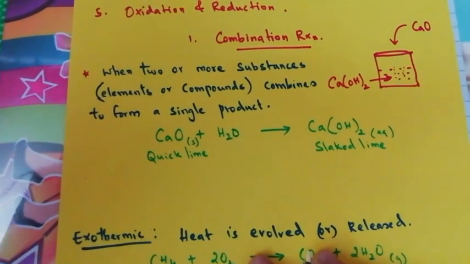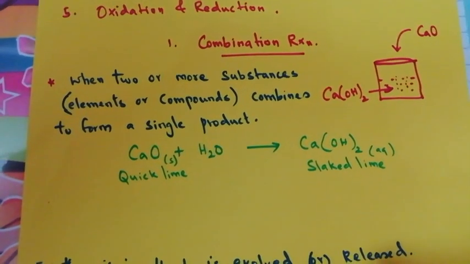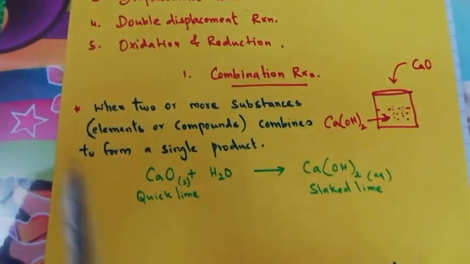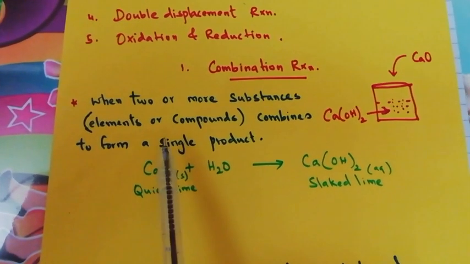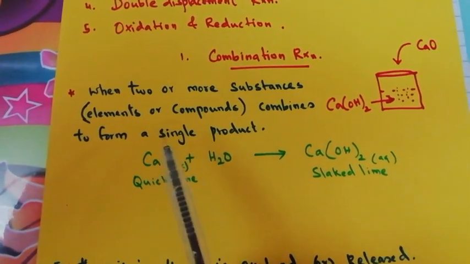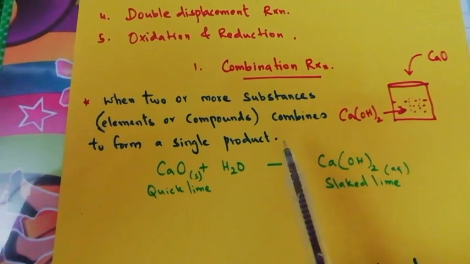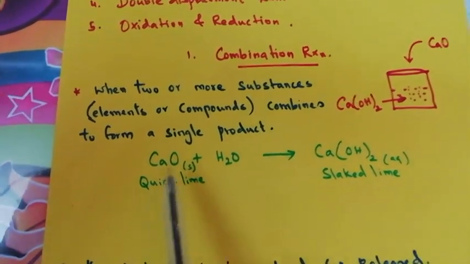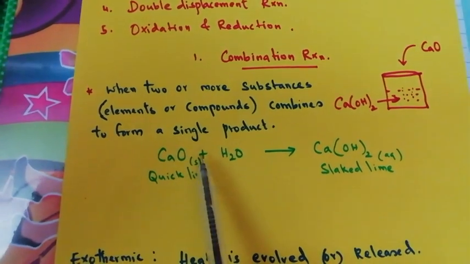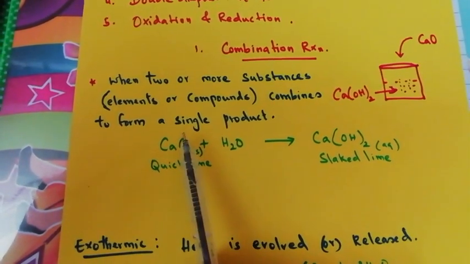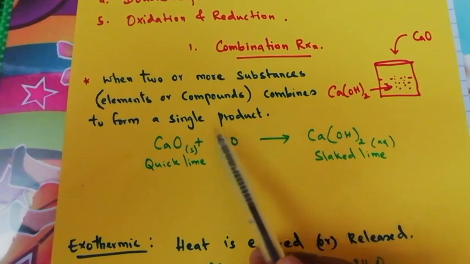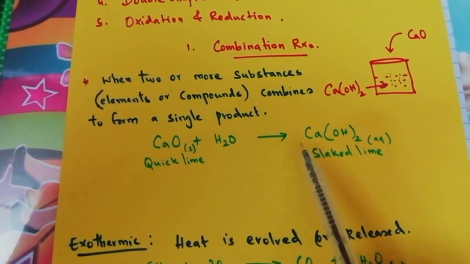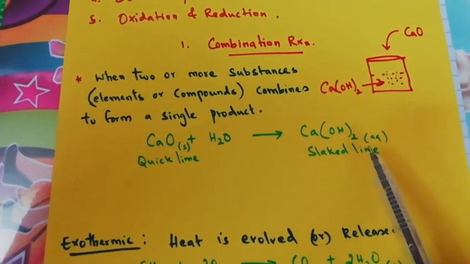Let's move on to what a combination reaction actually is. A combination reaction is when two or more substances, that means it can be an element or a compound, combine to form a single product. Look at it. Here we have calcium oxide A combining with water B and giving calcium hydroxide.